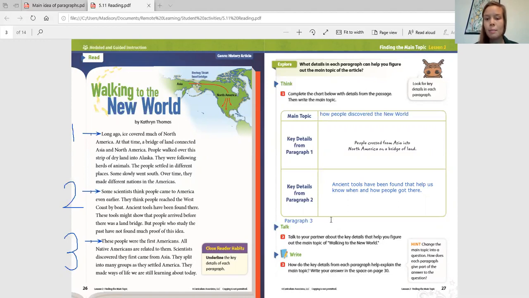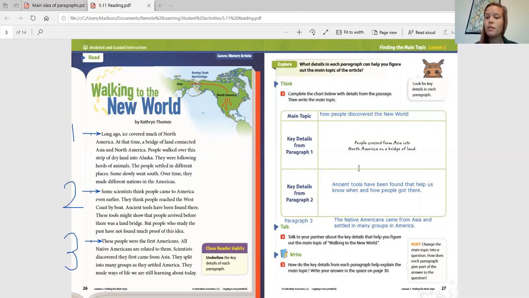So I think the main detail from that, the key detail from that paragraph, is that the Native Americans came from Asia and settled in many groups in America. So that's the key detail that I got from this.